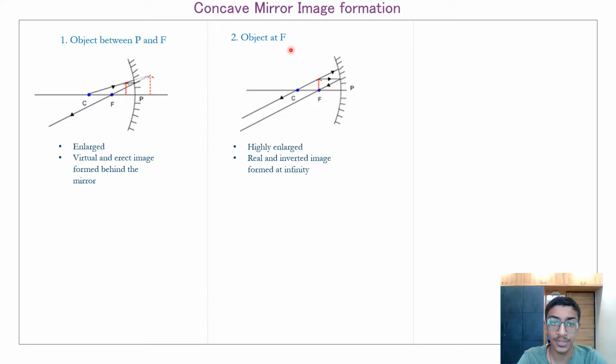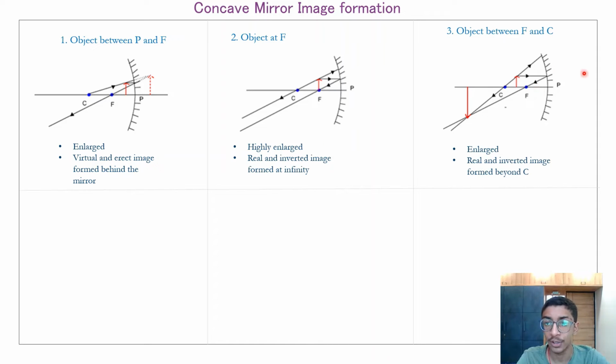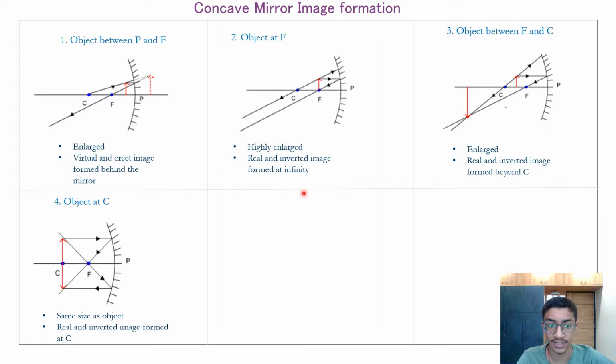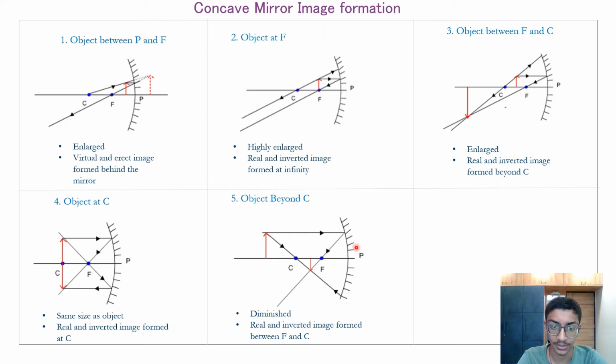In the second case, object will be at F. When the object will be at F, we will get real and inverted image formed at infinity and the image will be highly enlarged. When object is between C and F, we will get real and inverted image beyond C and it will be of enlarged size. When object is kept at C, that is the center of curvature, we will get a real and inverted image at C and the image will be of same size as the object.